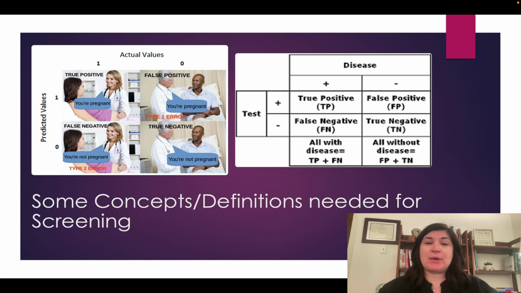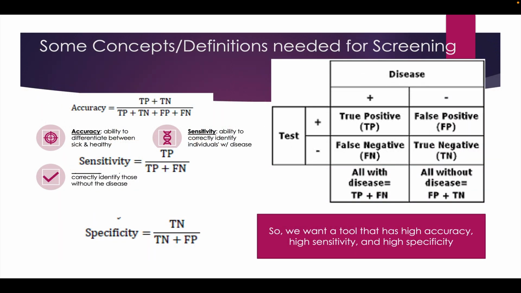However, if you take a pregnancy test and you are pregnant, but the test tells you that you aren't pregnant, that would be a false negative. And when we're looking at screening tools, we also are looking for accuracy, which is the ability to differentiate between those who are sick and those who are healthy, as well as sensitivity, the ability to correctly identify individuals with a disease, and specificity, which is the correct identification of those without the disease. So we want a tool that has high accuracy, high sensitivity, and high specificity, so that way we're identifying those true positives and true negatives.